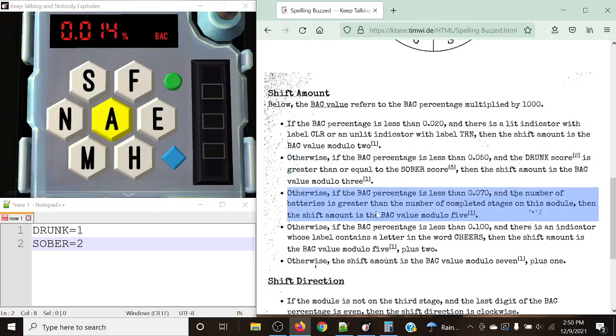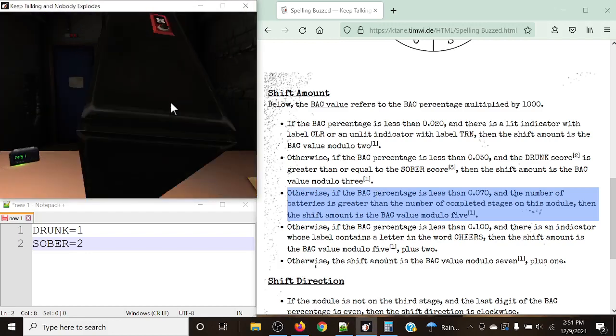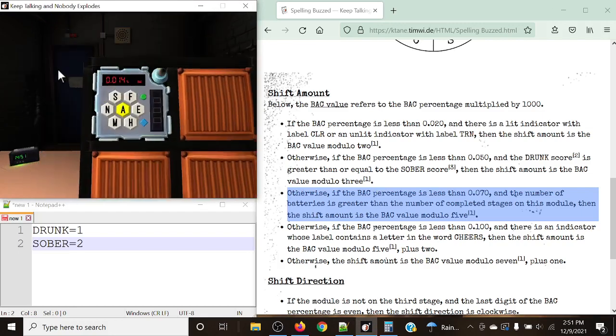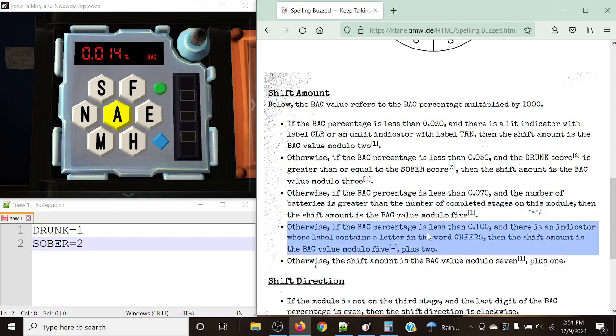If the BAC percentage is less than 0.07, that is of course true. And the number of batteries is greater than the number of completed stages. If we have 1 battery, that's good to go. And unfortunately, it is not as well. A lot of these rules tend to not apply, it appears.